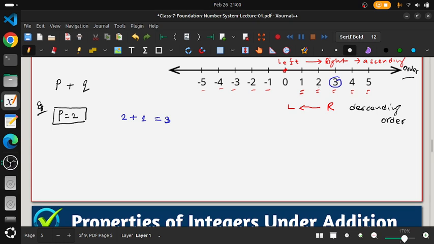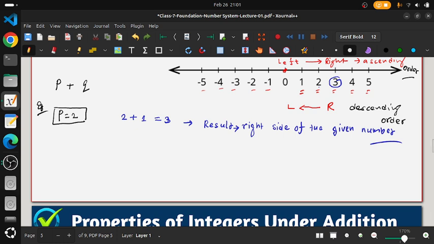So whenever we add a positive number to a positive number, the result will be obtained to the right of the given number. So what we can say, here the result will be on the right side of the given number. Understood? So on the right side of that given number only we will get the result.